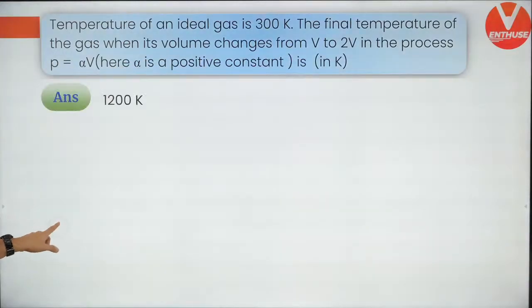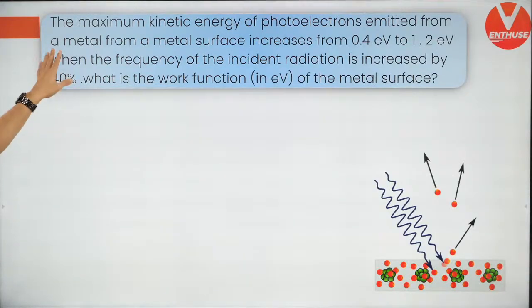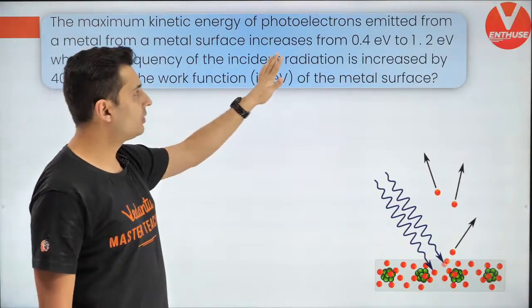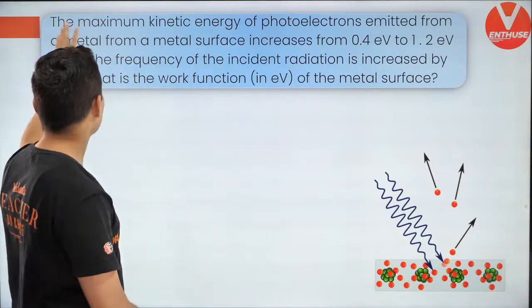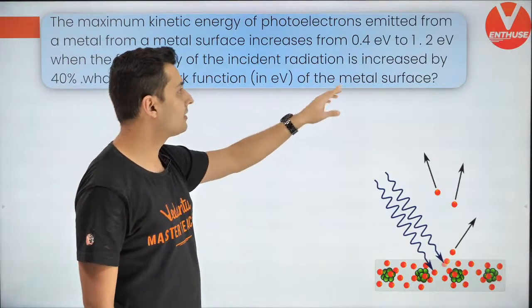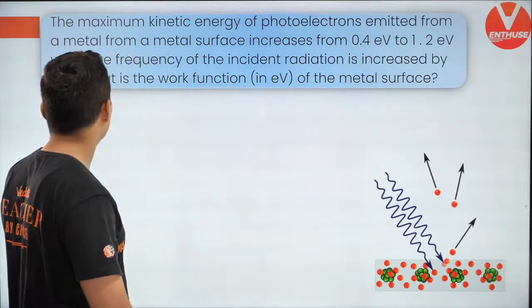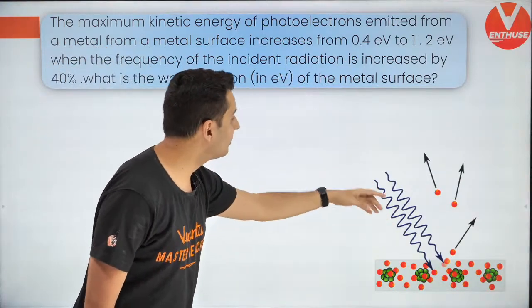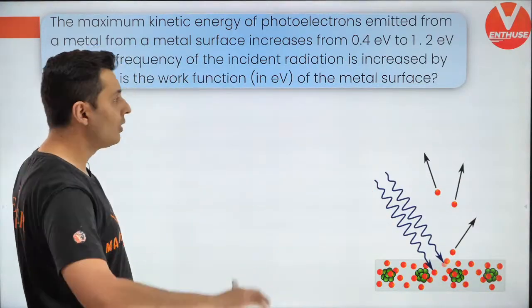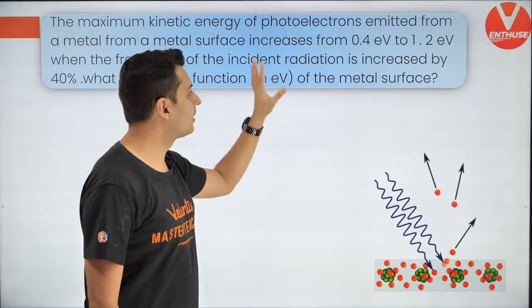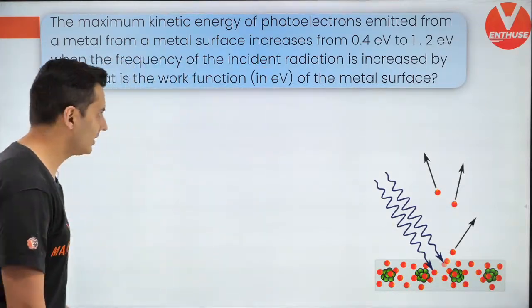Cool. Let's get going to the next part. Okay, 1200 Kelvin. Next question. The maximum kinetic energy of a photoelectron emitted from a metallic surface increases from this to this electron volt when the frequency of the incident radiation is increased by 40%. What is the work function of that metal surface?